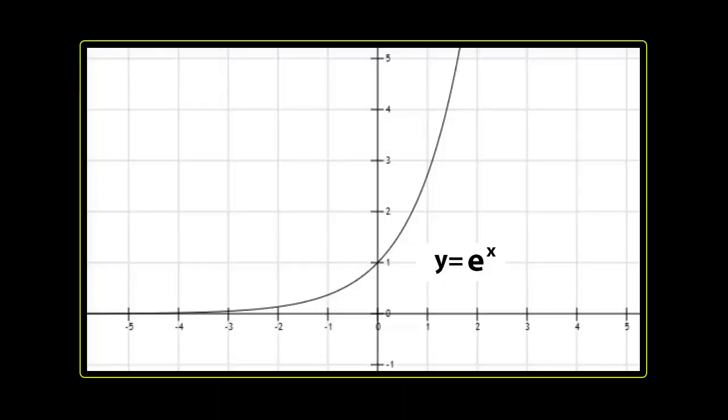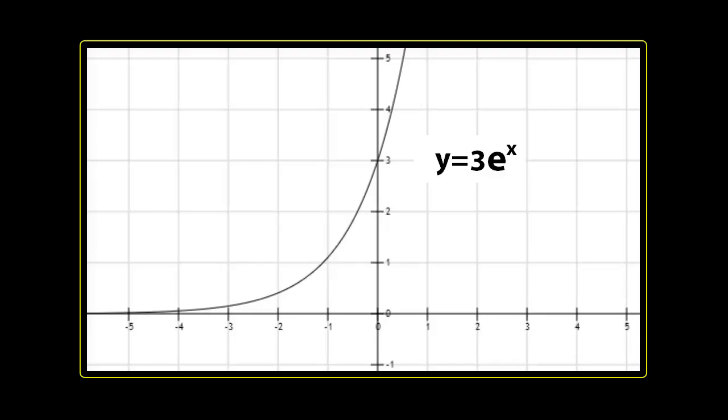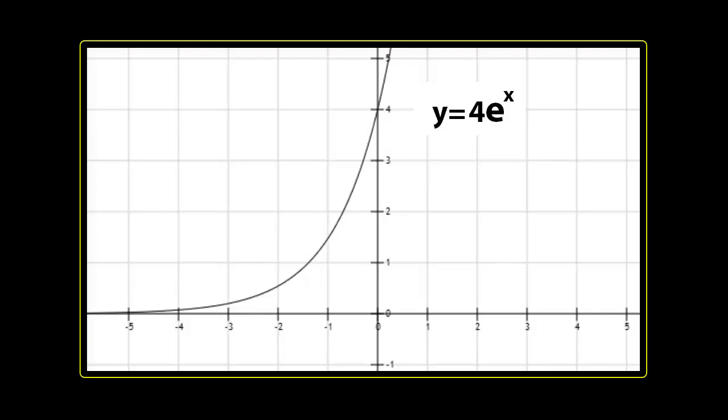So when we have 2 in front of e to the power x, it passes through 2. Then when we have 3 in front of e to the power x, it passes through 3. The asymptote is the same, everything else is the same, it's just passing through that point. Then if we have 4e to the power x, it passes through the point 4.